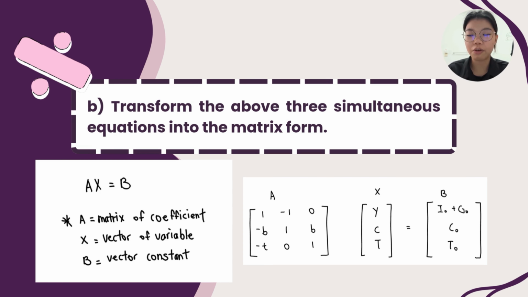So under A, for the first row, we have 1, negative 1, and 0. Second row, we have negative B, 1, and negative B. And the third row, we have negative T, 0, and 1. And then this matrix of coefficients will be multiplied by X, which is the vector of variables consisting of Y, C, and T, equals the vector of constants B. The first row is IO plus GO, the second row is CO, and the third row is TO.